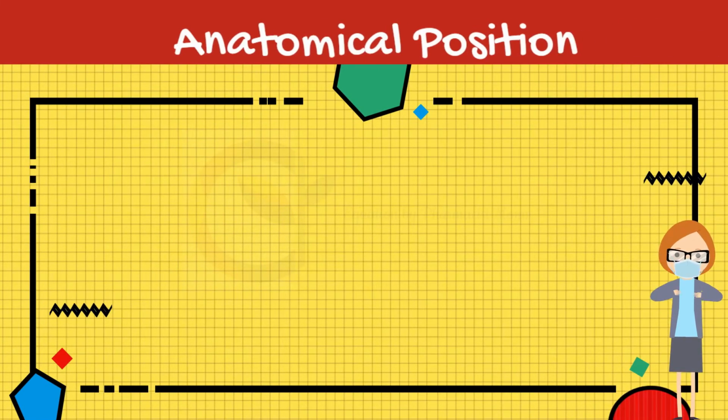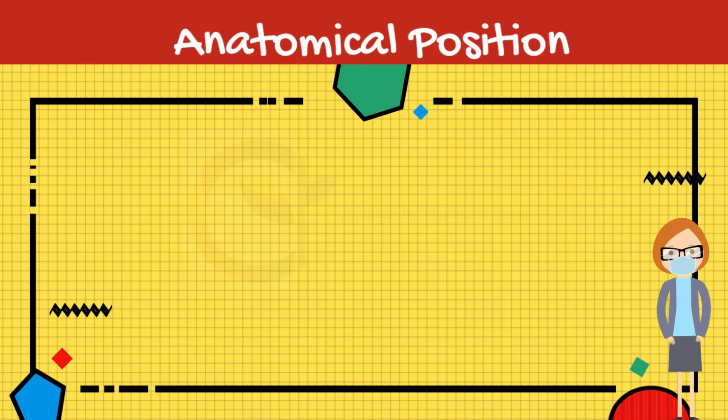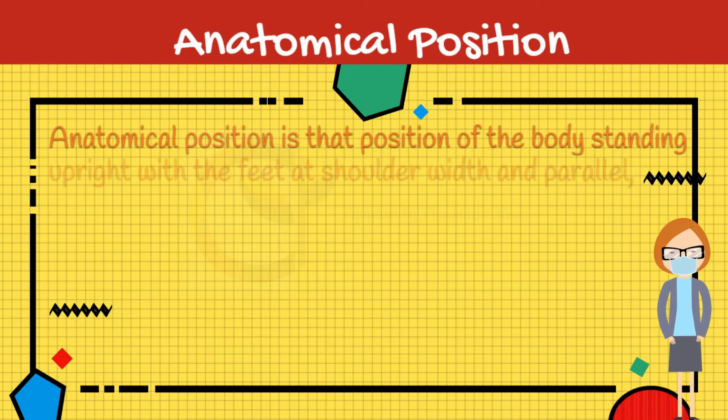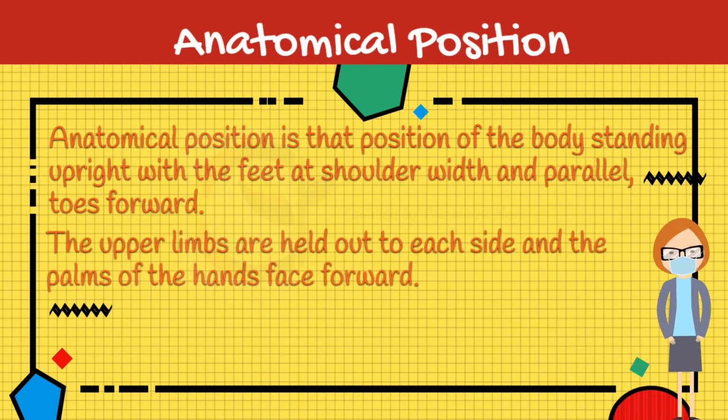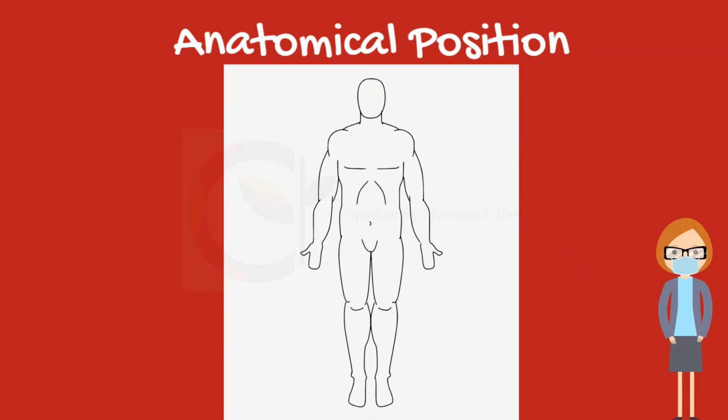To enhance precision, anatomists systematize the way in which the body is viewed, just like maps, which are normally oriented with north at the top. Anatomical position is that position of the body standing upright, with the feet at shoulder width and parallel, toes forward. The upper limbs are held out to each side and the palms of the hands face forward, as shown in this figure. Using this standard position lessens misunderstanding.